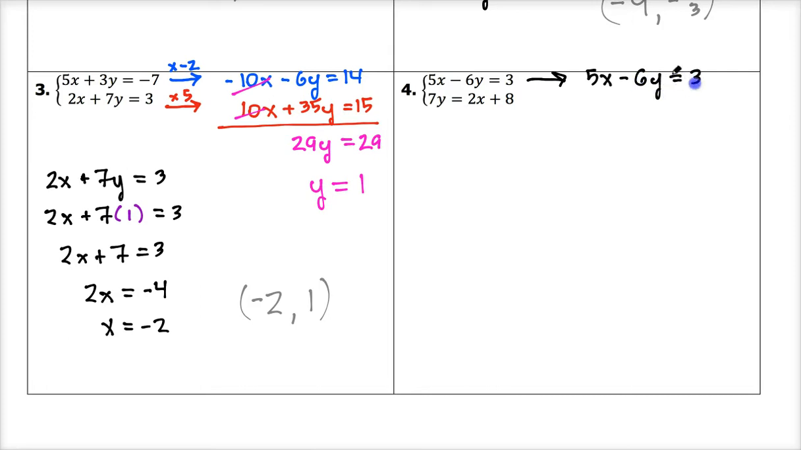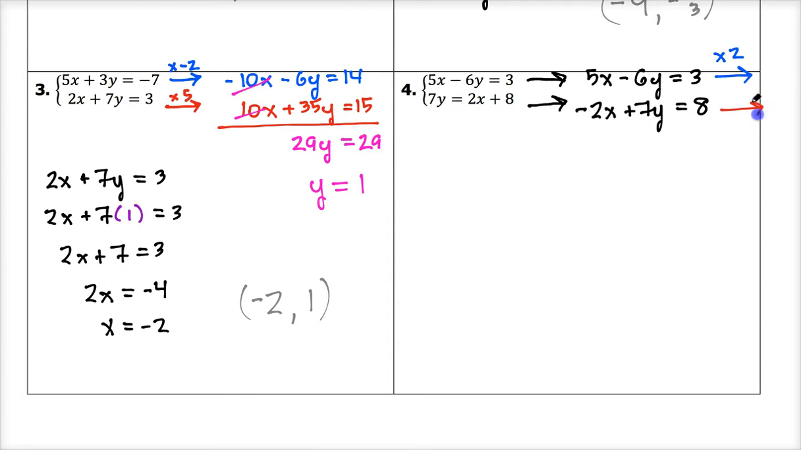The second equation, I just need to subtract 2x from both sides to put it back on the left side. So that's going to be negative 2x plus 7y equals 8. Okay, so now my choices are 5 and negative 2 or negative 6 and 7. Well, I'm going to look at my x's again since we just did that, and I'm going to multiply the top equation by 2, the bottom equation by 5. I don't need to multiply by a negative here because I already have opposite coefficients.